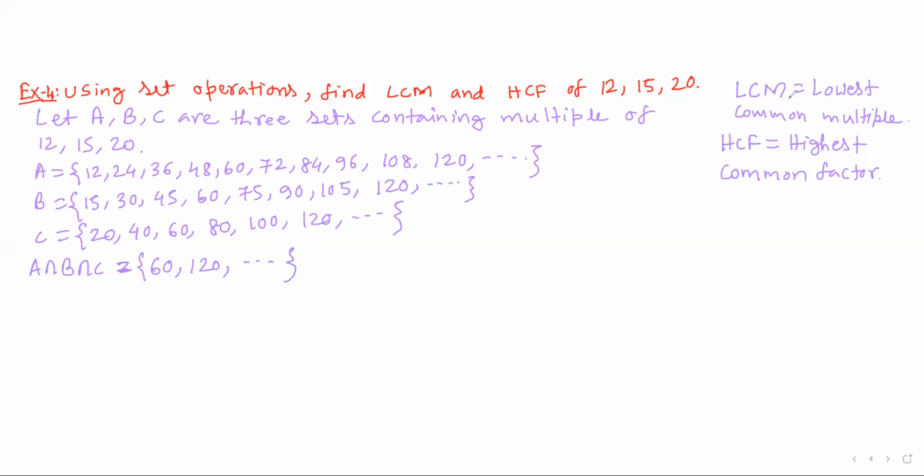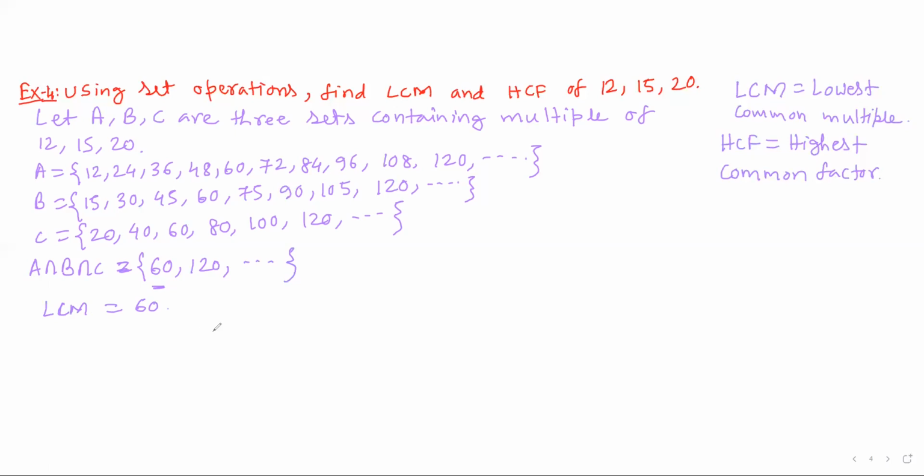Now LCM means we need to calculate lowest common multiple. So from this common multiple, we have to take the lowest value. That lowest value will be the LCM. So here the lowest value from the common multiple, that is 60. So this 60 will be the LCM of 12, 15, 20. So record LCM is 60.